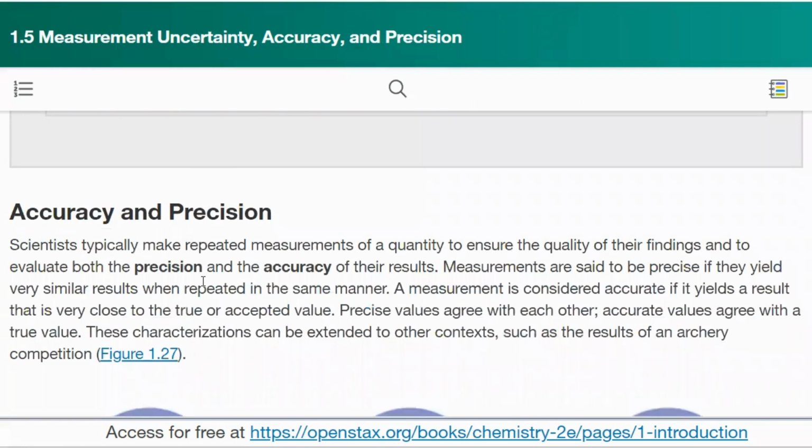Accuracy and precision. Scientists typically make repeated measurements of a quantity to ensure the quality of their findings and to evaluate both the precision and the accuracy of their results. Measurements are said to be precise if they yield very similar results when repeated in the same manner. A measurement is considered accurate if it yields a result that is very close to the true or accepted value. Precise values agree with each other. Accurate values agree with the true value. These characterizations can be extended to other contexts, such as the results of an archery competition, figure 1.27.